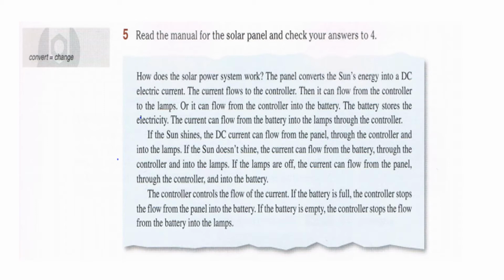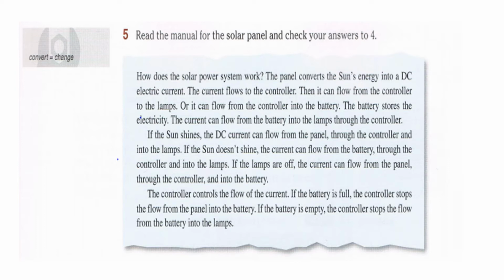How does the solar power system work? The panel converts the sun's energy into a DC electric current. The current flows to the controller, then it can flow from the controller to the lamps, or it can flow from the controller into the battery. The battery stores the electricity. The current can flow from the battery into the lamps through the controller.